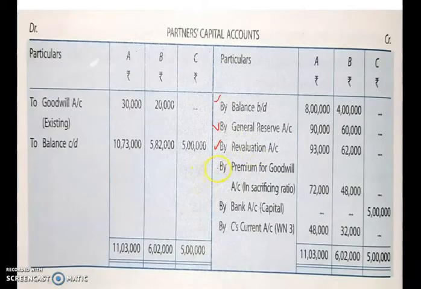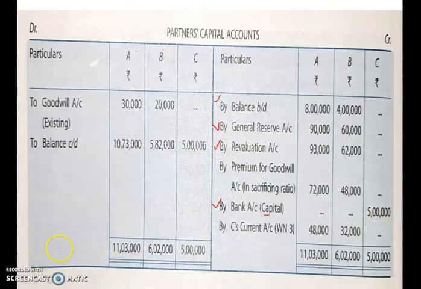See here, what are you supposed to write for that capital brought by the new partner? You have to write by bank account. Write down by bank account. In the bracket you can write down capital, and put a dash in A and B, and in C's column you have to write 5 lakh. This is the capital brought by the partner. Okay, did you write this?